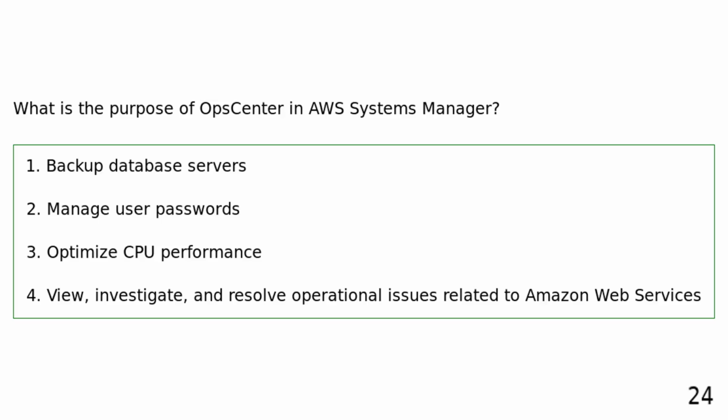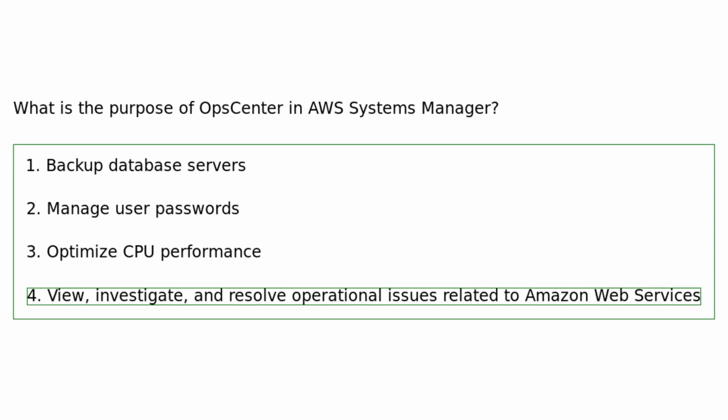What is the purpose of Op Center in AWS Systems Manager? Backup database servers. Manage user passwords. Optimize CPU performance. View, investigate, and resolve operational issues related to Amazon Web Services. Op Center in AWS Systems Manager allows users to view, investigate, and resolve operational issues related to Amazon Web Services, providing a centralized location for operational insights and actions.